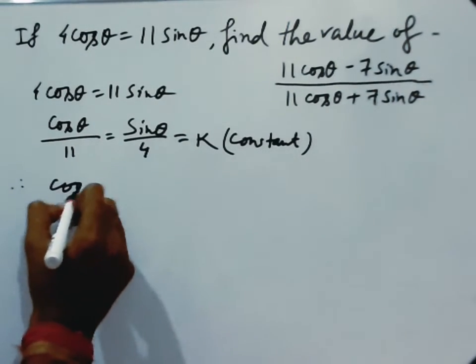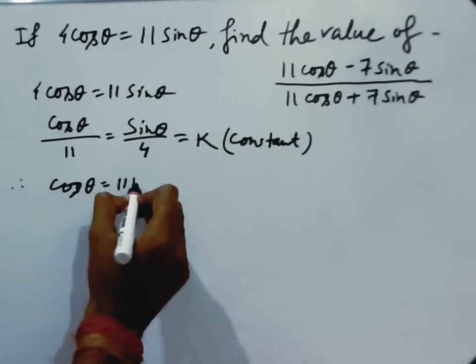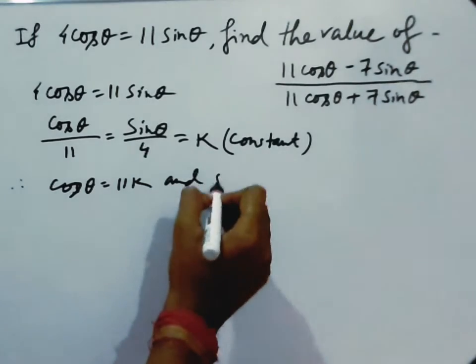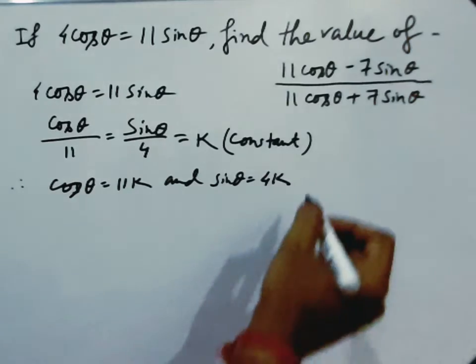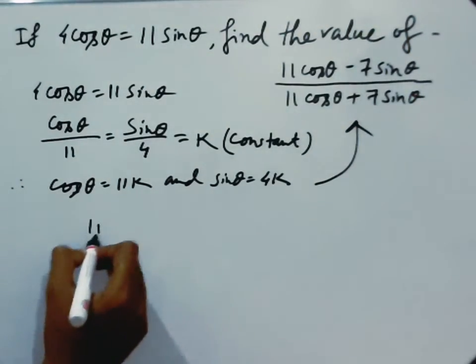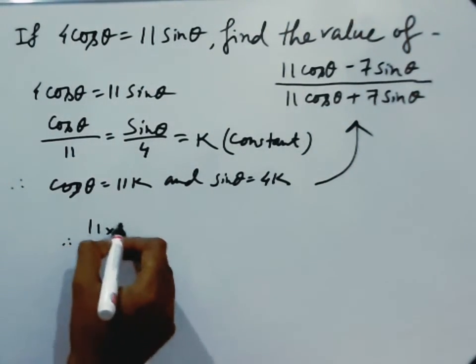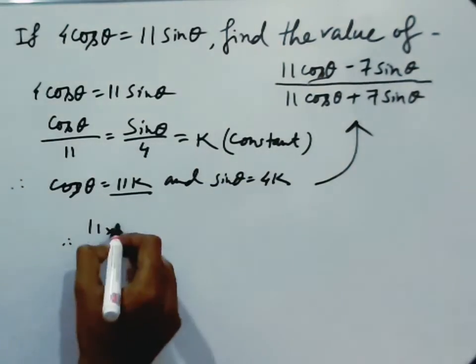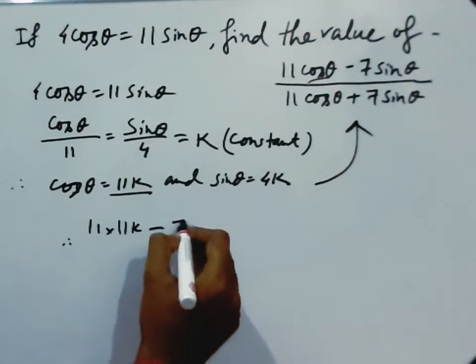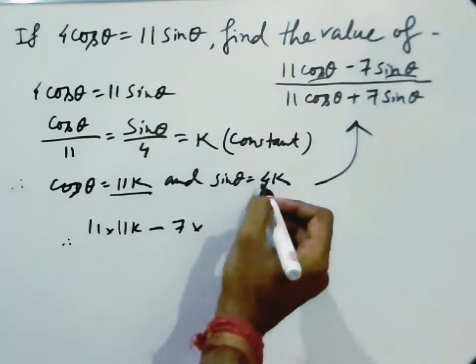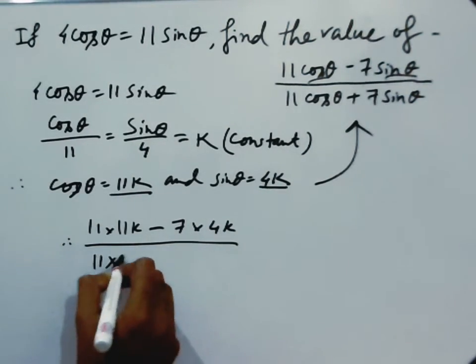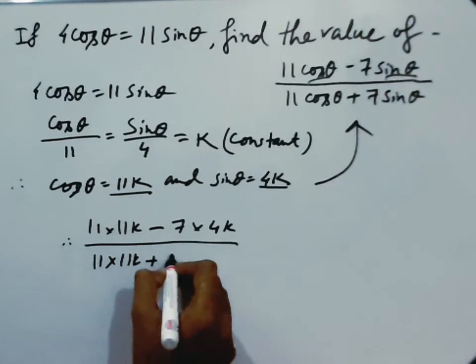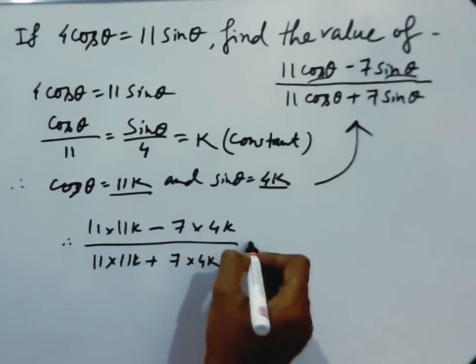Therefore, cos theta equal to 11k and sin theta equal to 4k. So we will put the value in here. So therefore, 11 into the value of cos theta equal to 11k minus 7 into the value of sin theta equal to 4k by 11 into 11k plus 7 into 4k.